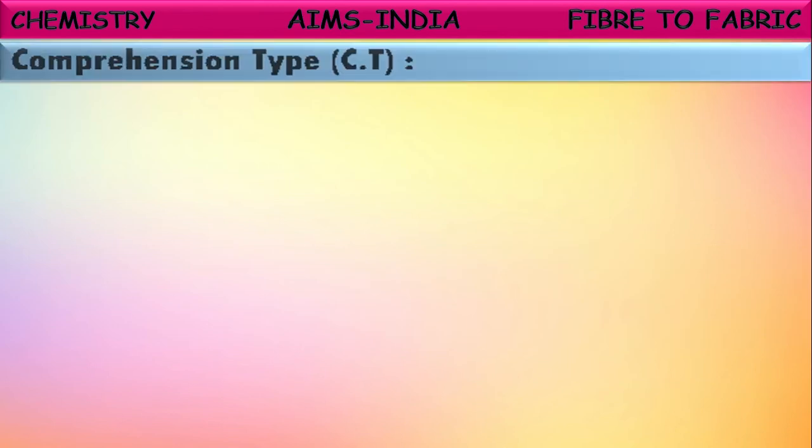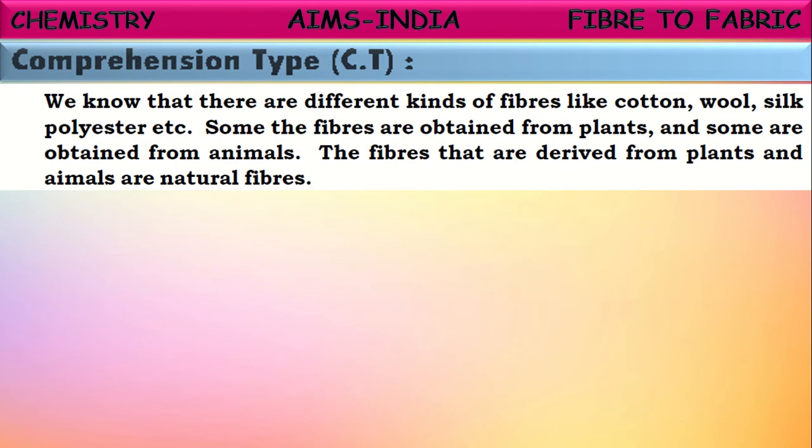Now let us see the comprehension passage type. Let us see first the passage. We know that there are different kinds of fibers like cotton, wool, silk, polyester, etc. Some of these fibers are obtained from plants and some are obtained from animals. So the fibers that are derived from plants and animals are called natural fibers. Now, based upon this paragraph, let us see the questions.